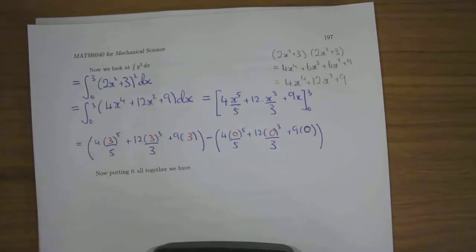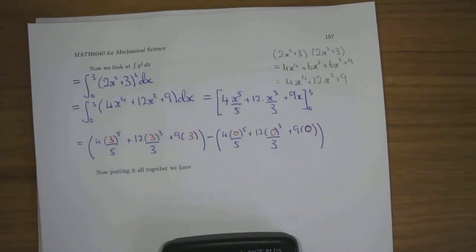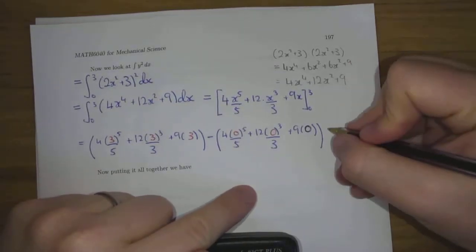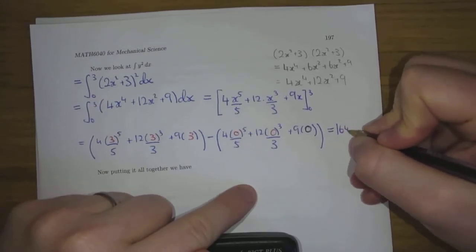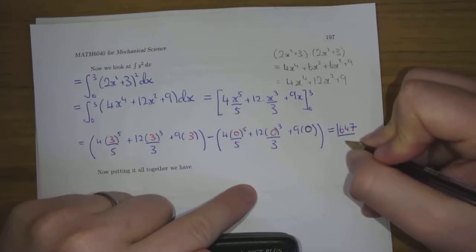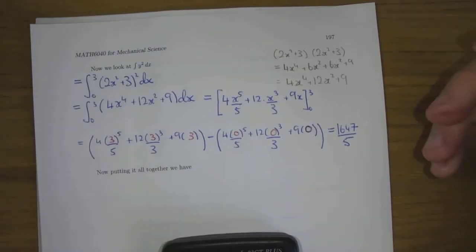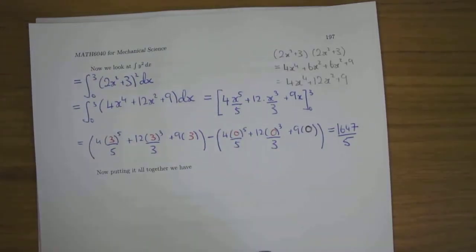And we'll bang this into the calculator as well. So I get 4 by 3 to the 5 divided by 5 plus 12 by 27 over 3 plus 27. And I'm getting 1647 over 5 because it's fifths. There's no rounding involved. That's good.